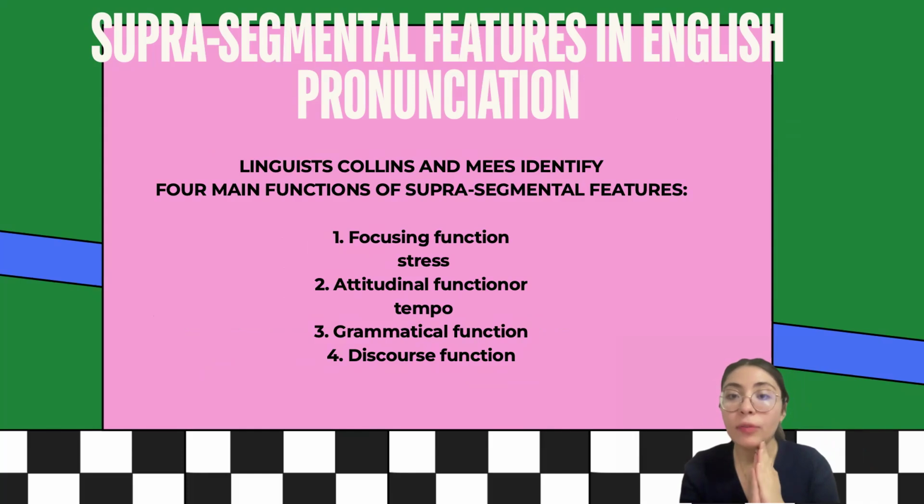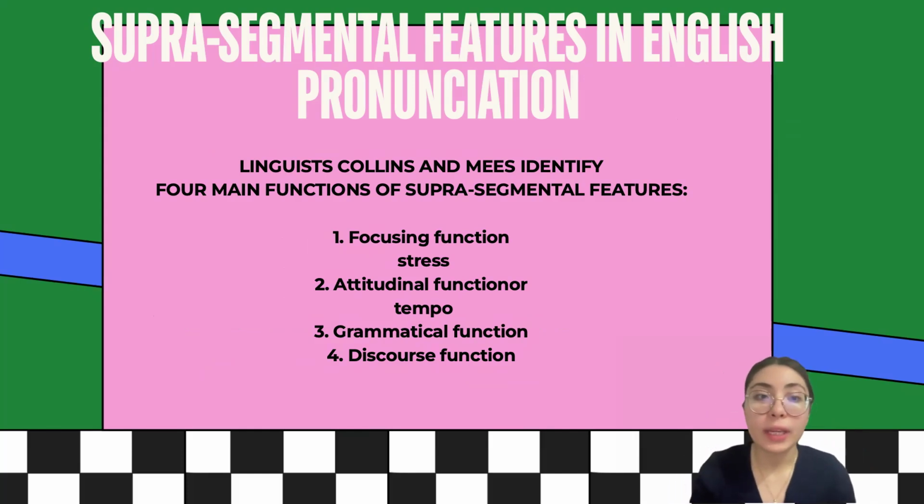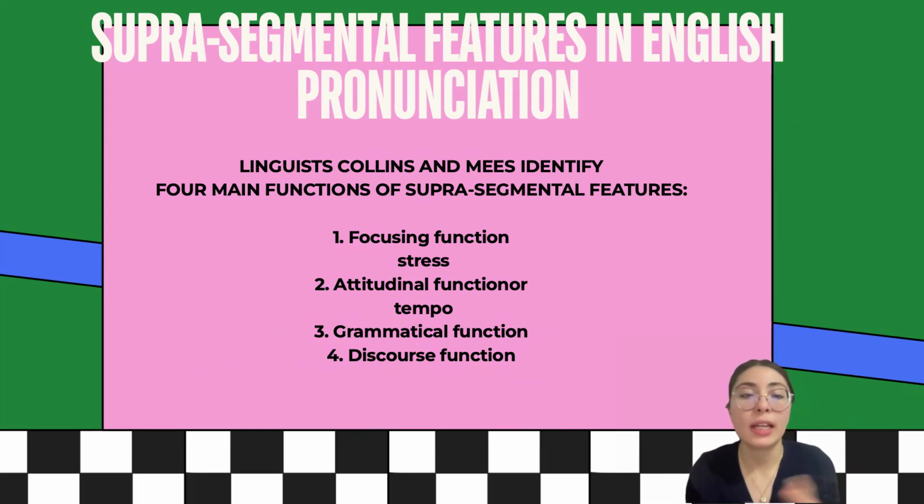We have four main functions of suprasegmental features. First of all, focusing function. Focusing function is like highlighting keywords using stress. For example, they scorned my nation. They scorned my nation. We're using stress.